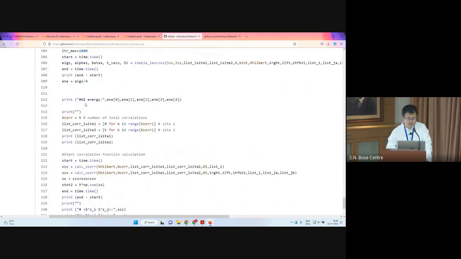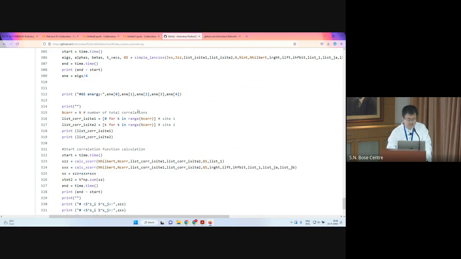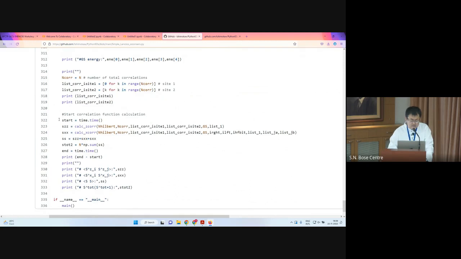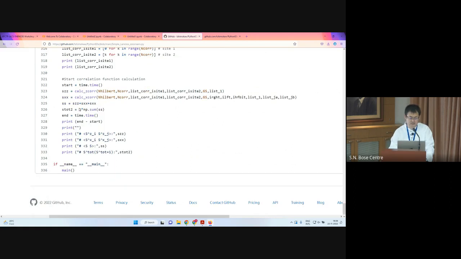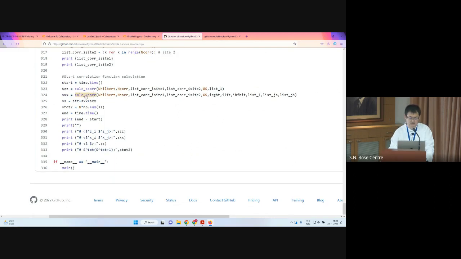So we are plotting the ground state energy and the first, second, third and fourth excited state energies. At the same time, we are printing. And next is to compute the two-point correlation function. Sorry, I didn't explain that kind of function in advance. You can also compute the two-point correlation function by using calc Z color and calc X color.